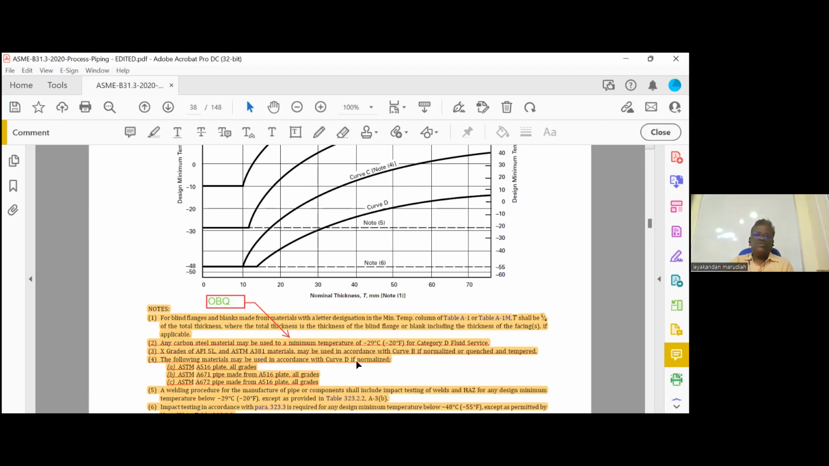And the following material may be used as curve D. Generally, this material belongs to curve B or C. But if you are doing normalizing, then it becomes curve D. See, when you are doing heat treatment, the toughness will be improved. So it will change the curve.